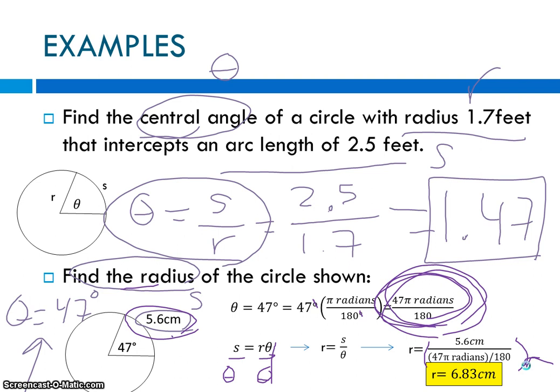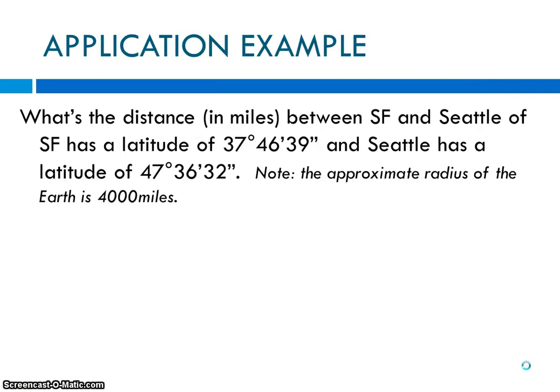So let's move on to the next problem, which is an application. It says, what's the distance in miles between San Francisco and Seattle? If San Francisco has a latitude of 37 degrees 46 minutes and 39 seconds, and Seattle has a latitude of 47 degrees 36 minutes and 32 seconds. And we're going to use that the approximate radius of the Earth is 4,000. So I know the approximate radius, so I have my R, and I need to find the distance in miles between San Francisco and Seattle.